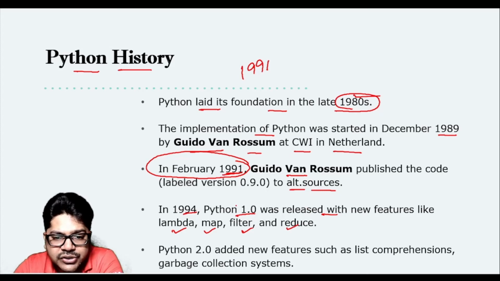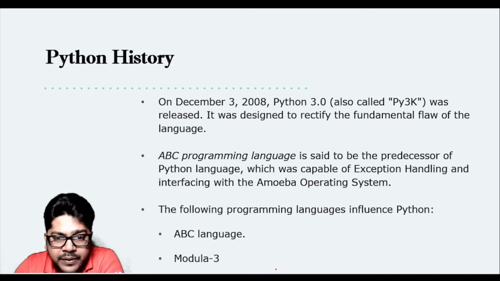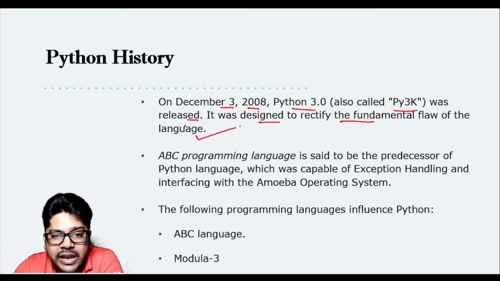These were the new features which got added in the first version. Python 2.0 added new features such as list comprehension, garbage collection systems, etc. Then in December 2008, Python 3.0, which is also called py3k, was released, designed to rectify the fundamental flaws of the language. The ABC programming language is said to be the predecessor of Python, which was capable of exception handling and interfacing with the Amoeba operating system.